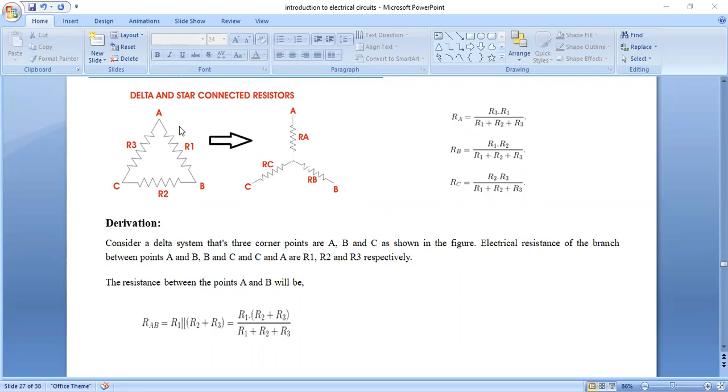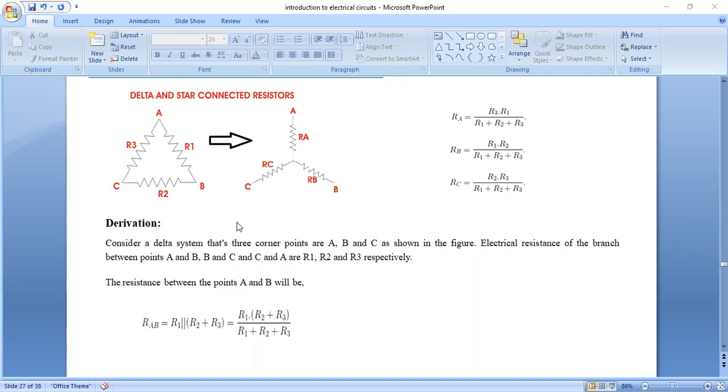So across the branch AB, the resistor is R1. Across branch BC, the resistor is R2. Across branch CA, the resistor is R3. And in case of star connected system, here RA is the resistor between A and N, and RB is the resistor between B and N, and RC is the resistor between C and N. Now we have to find this RA, RB, RC in terms of R1, R2, R3.